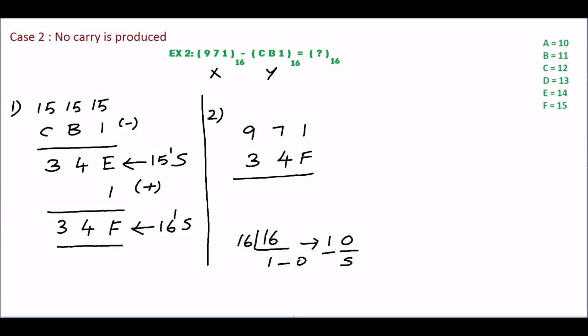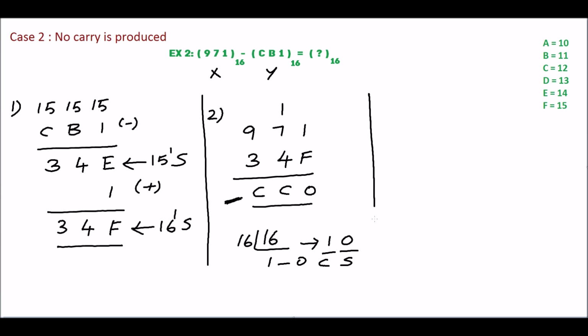In this, 0 is the sum and 1 is the carry. Write the sum here. Carry is the 1. 1 plus 7, 8. 8 plus 4 is 12. 12 is equivalent of C. 9 plus 3 is 12, which is equivalent of C. So C, C, 0 is the sum. In step 2, we don't have any carry.